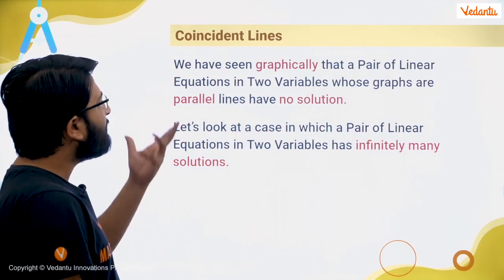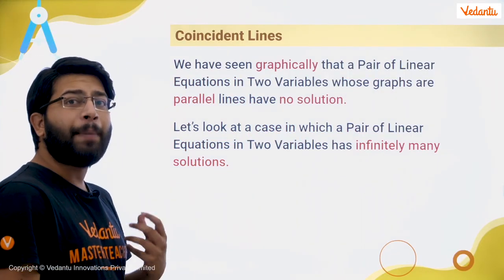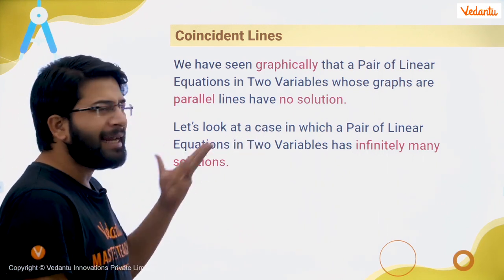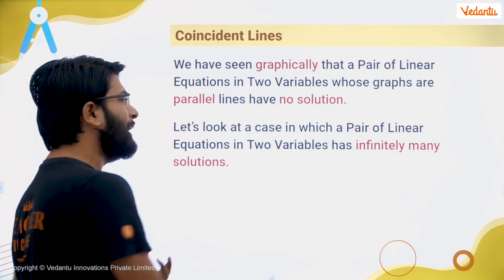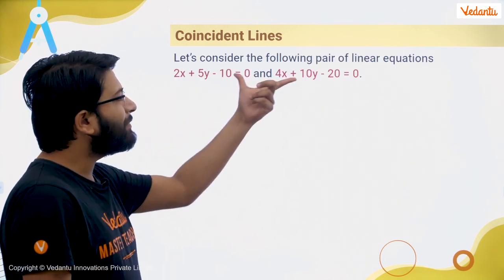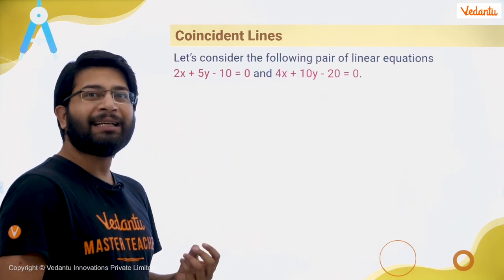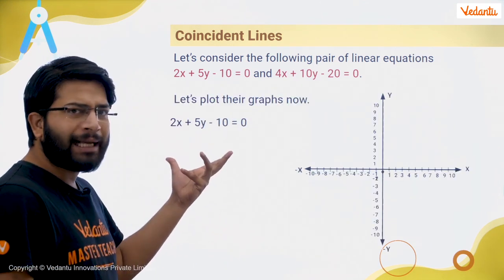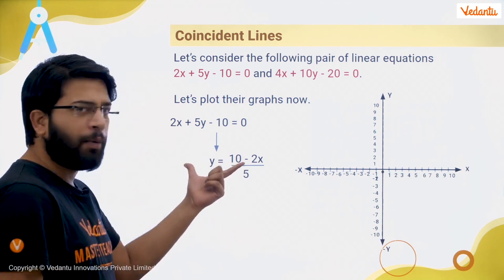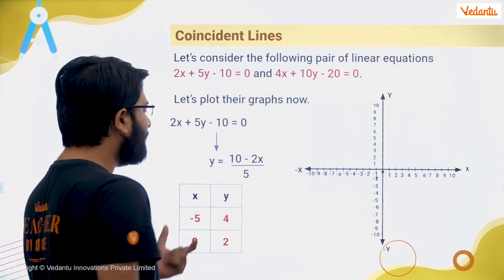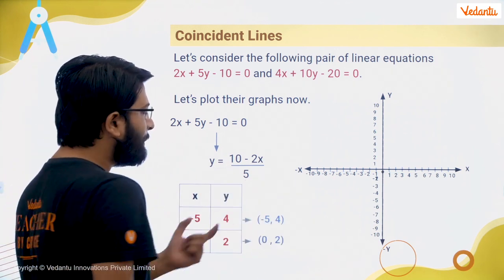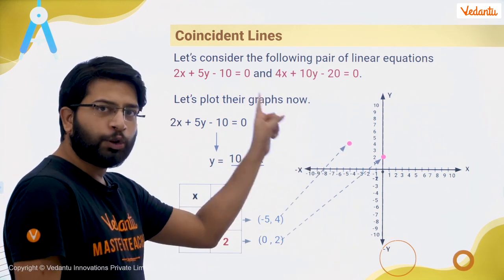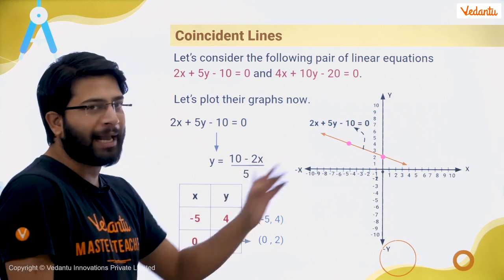Okay. So now, champ, let's talk about the coincident lines. We have seen in the case of parallel lines that they do not have any solution. So now let's see the case where we will have infinitely many solutions. Let's say we have these two lines. Let's again try to draw the graph of both linear equations. Again, the same process. We will write y in the form of x, then take some random values, then represent these points on the graph. We got 2 points. Join these 2 points and we get a straight line.